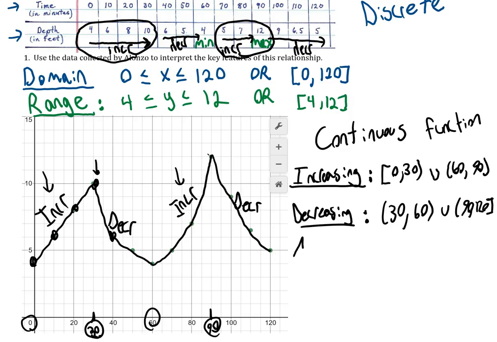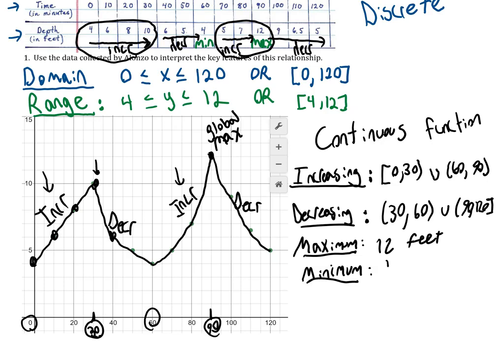Our maximum depth was 12 feet, and we can see that on the graph right here. So officially that's called a global max. And our minimum depth from the data provided was 4 feet, and that occurred twice. So we have a global minimum here and a global minimum here.